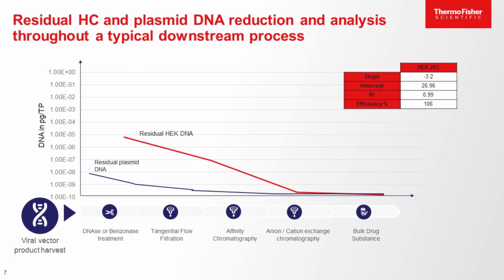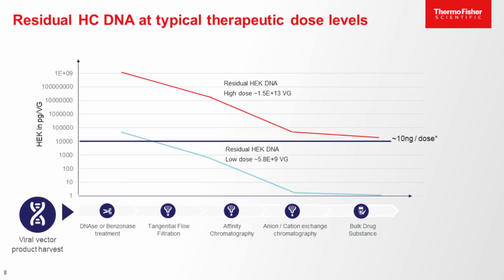This data here, and I want to mention, is for picograms per titer particles, comes from our qPCR HEK-Quant assay, coming from a standard AAV workflow. And you see here throughout the downstream process, residual host cell DNA actually goes down very quickly, as well as the plasmid DNA. But now the question is obviously, what is that worth, right?